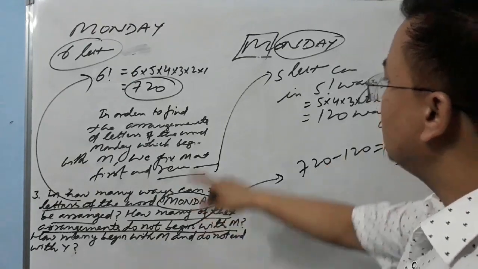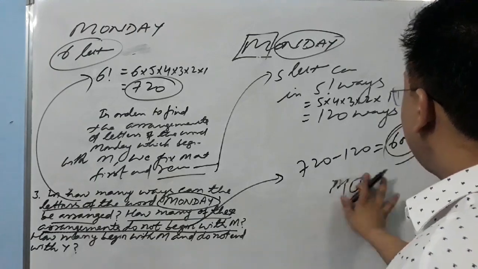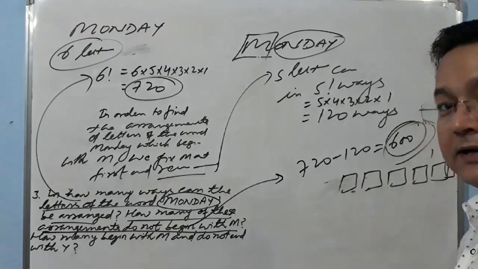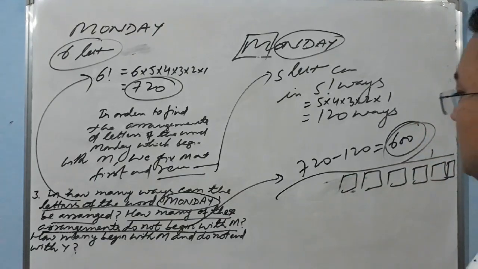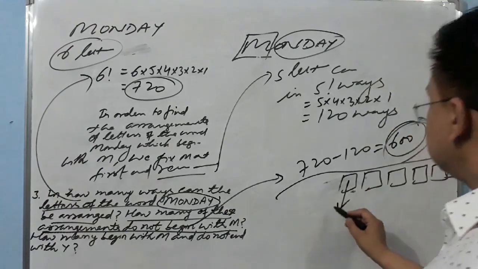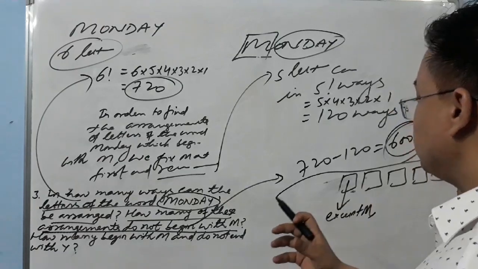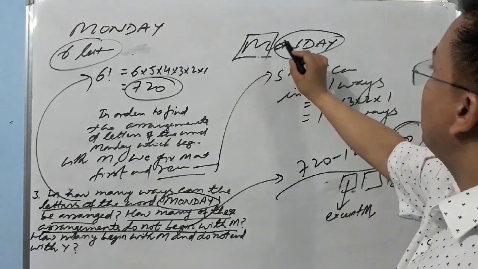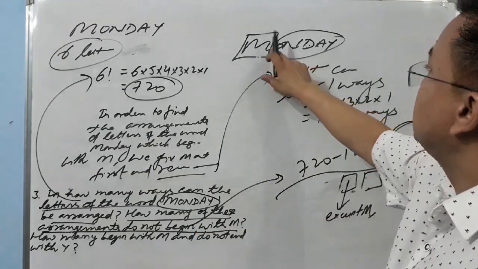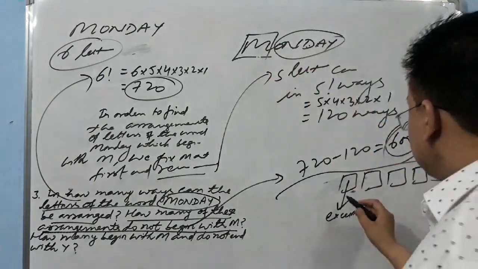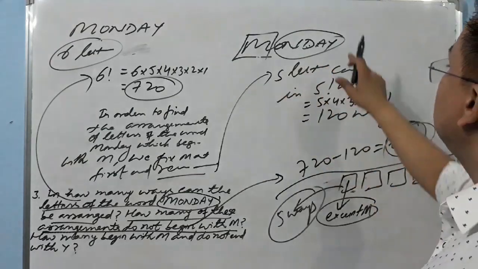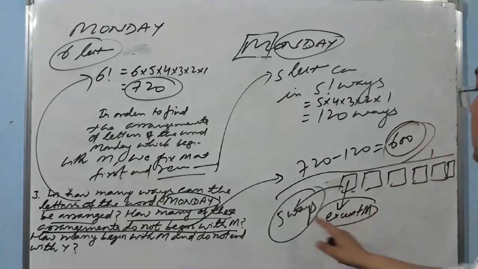Another way, if you don't want to go with this, you can do it directly. How many places are there? 1, 2, 3, 4, 5, 6, we have 6. We want to find how many arrangements do not begin with M, so you can use any letter except M: O, N, D, A, Y. How many letters are there? 1, 2, 3, 4, 5. So you can start with O, or N, or D, or A, or Y, 5 ways.